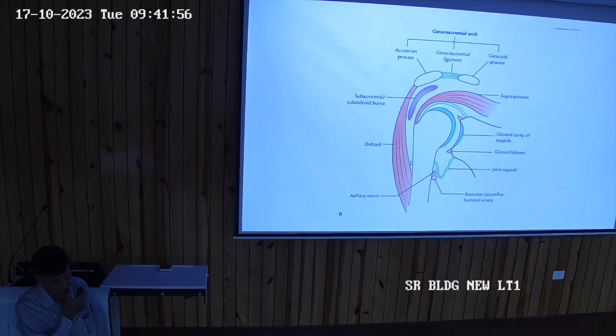So keep this diagram in your minds. I am just giving you a hint here, then I will come again. Look here, this is the anterior relation and this is the inferior relation of the shoulder joint. What are the structures present inferiorly? The axillary nerve and the posterior circumflex humeral artery.